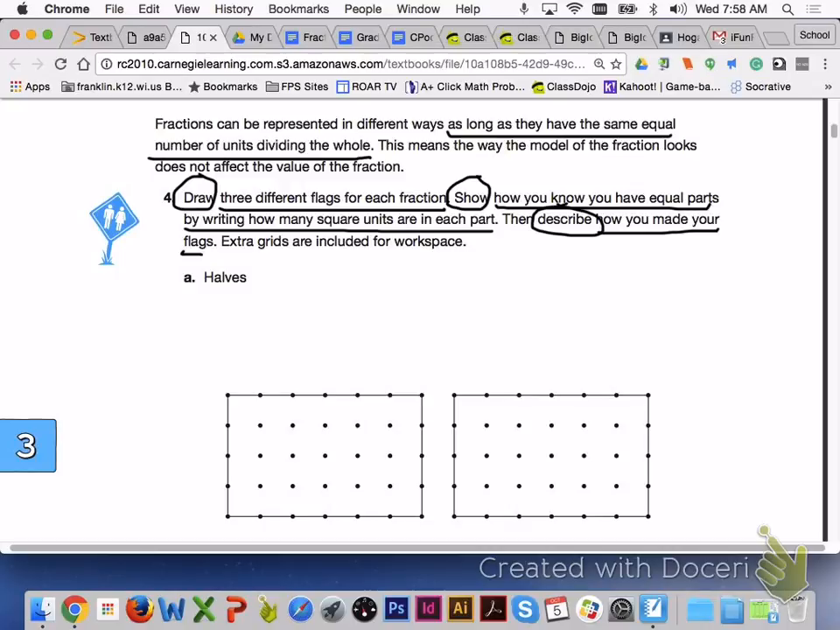Turn to page 100. Fractions can be represented in different ways as long as they have the same equal number of units dividing the whole. This means the way the model of the fraction looks does not affect the value of the fraction. Do number 4 with your group members, letters A through F, and this is going to go all the way to page 105.